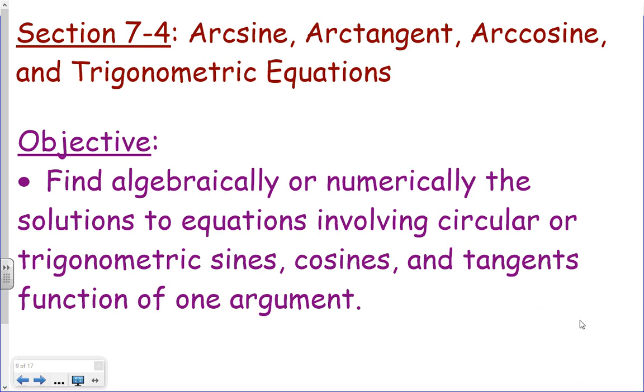All right, open up your book to section 7-4, and we are on page 357 in your book. Title of this section is arcsine, arctangent, arccosine, and trig equations. And the objective is find algebraically or numerically the solutions to equations involving circular and trig functions, that is your sine, cosine, and tangent, functions of one argument.